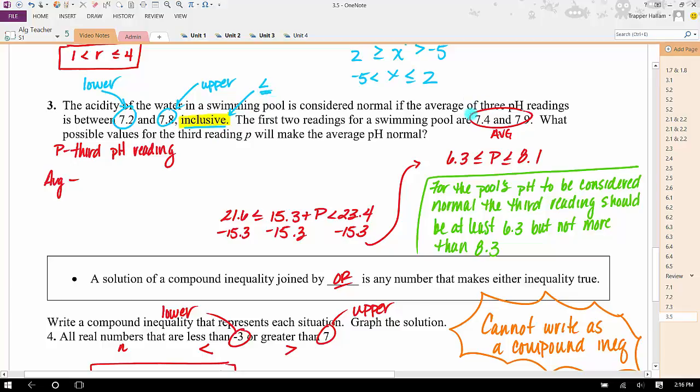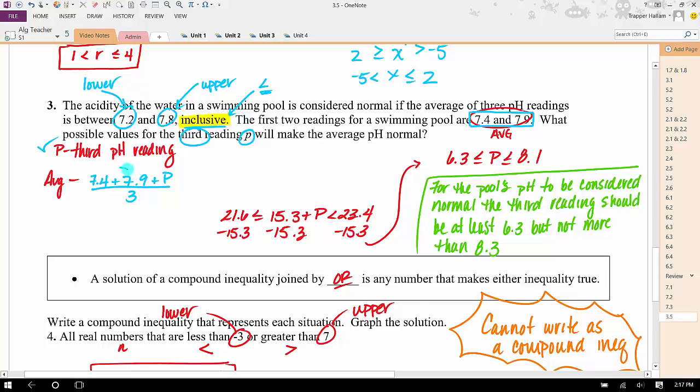Okay, they go on to say that you've got two values already that you've taken, 7.4 and 7.9. What's the third possible value? They even give you the variable here, so they've made this extremely easy for us. So we define our variable, check, and now we need to figure out what this average is for this to work between these boundaries. So let's write the average so we have an idea of what's going on. So 7.4 plus 7.9 plus our third reading of p. But an average isn't just the sum of those, it's the sum of those divided by however many there are. In this case, there's 3 of them.